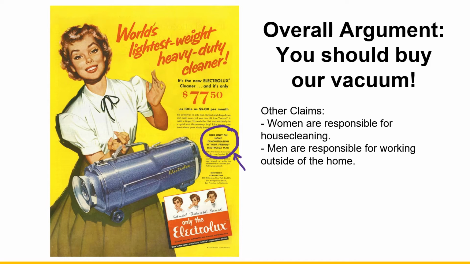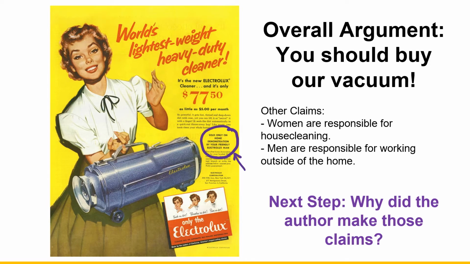Okay, now I've summarized, I've identified some of the claims that the author is making. To move on to analysis, I need to think about why an author would include these claims. Their overall argument makes sense based on the perspective of the author and the type of source. This is the Electrolux company making an advertisement. They would want customers to buy their vacuum. Everything in the advertisement is crafted to make that argument.